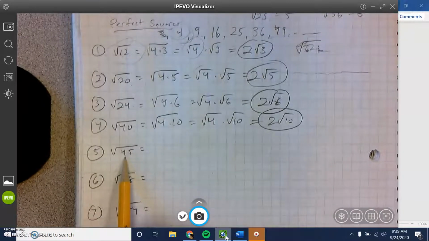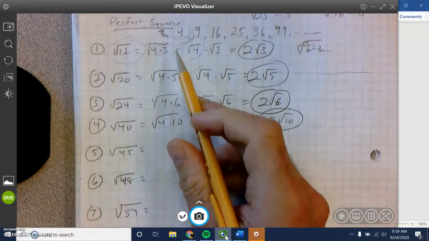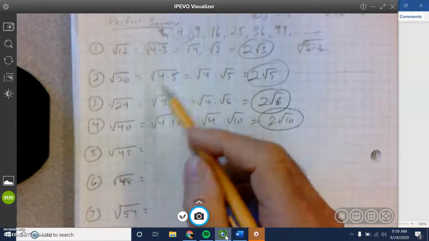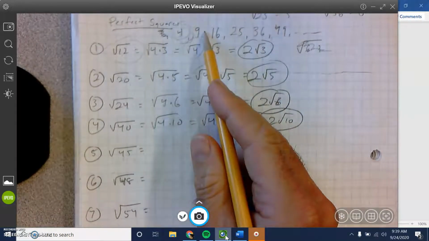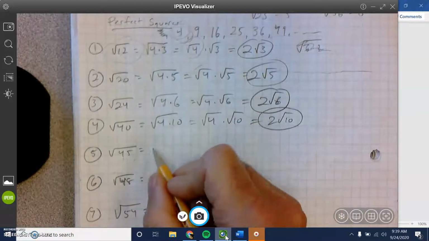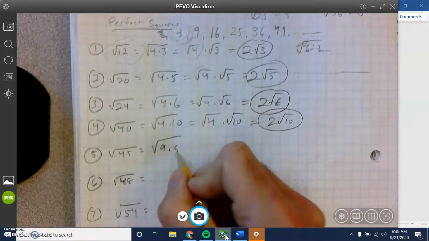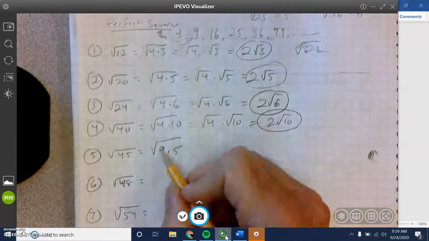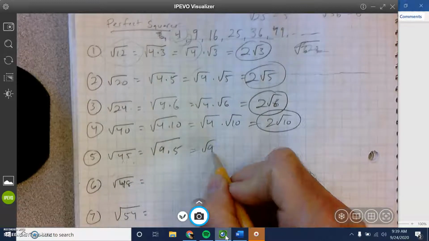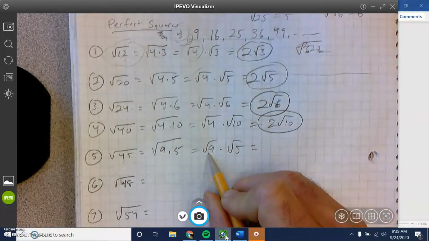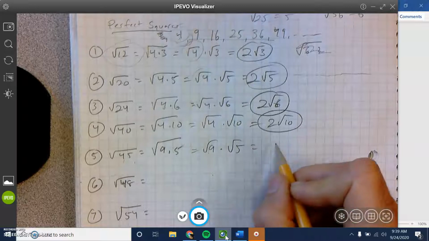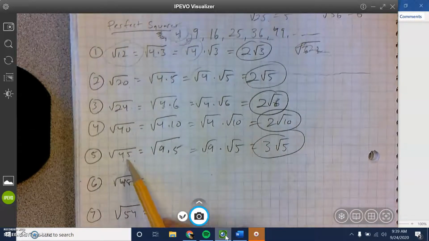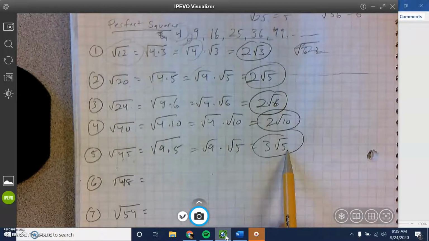All right, number 5. Square root of 45. What is that going to be? Well, 4 does not divide evenly into 45, so that's not in play. So this one is not divisible by 4. Is it divisible by 9? Yeah, it is. 9 times 5. That's how important it is to have this list of perfect squares written out. So that's square root of 9 times square root of 5, which is, what number times itself is 9? 3. 3 radical 5. So square root of 45 and 3 radical 5 are equal.